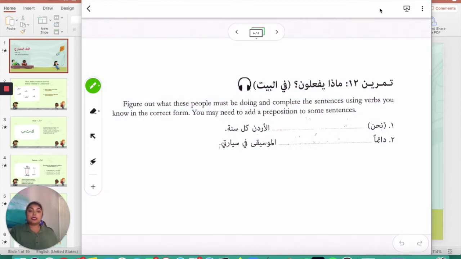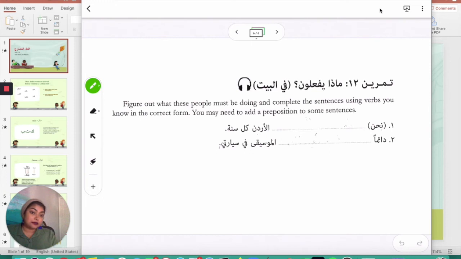Okay. تمرين 12. ماذا يفعلون? What are they doing? This is one that you're going to be doing for homework. So I'm just going to go over the first 2 with you. So in this one, you have a blank, and you have to pick any verb that we've done. So any of the new verbs that we've done. So if you look at the vocab list from Unit 4 vocab, there's 9 vocab words. We went over them in the list. And then any words that we've done before.